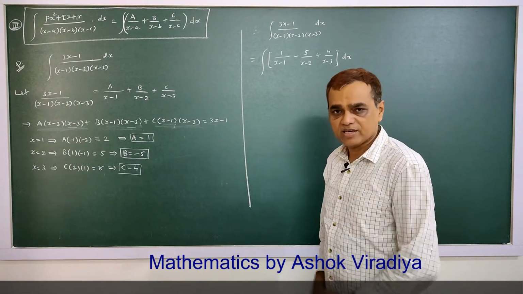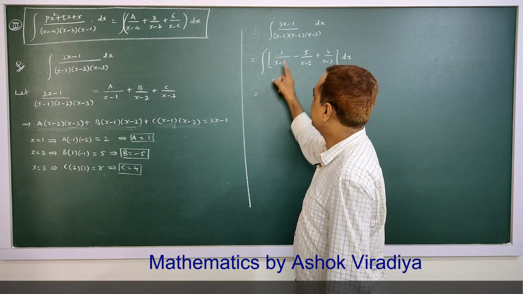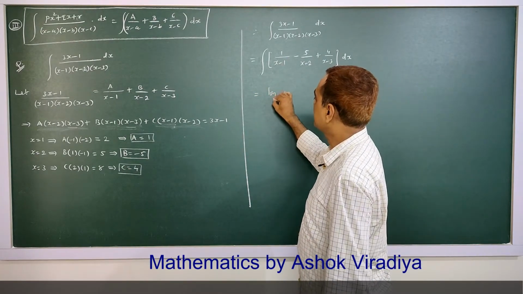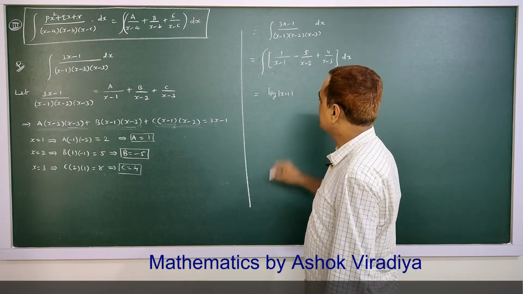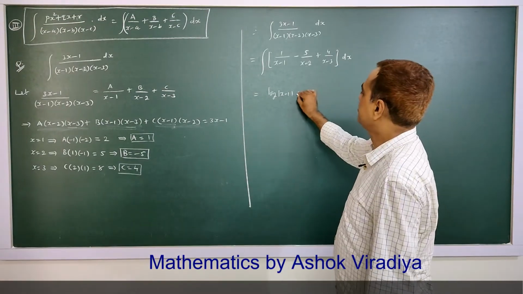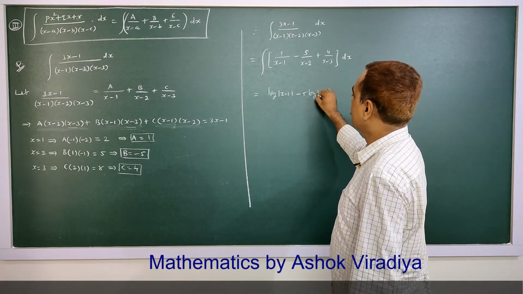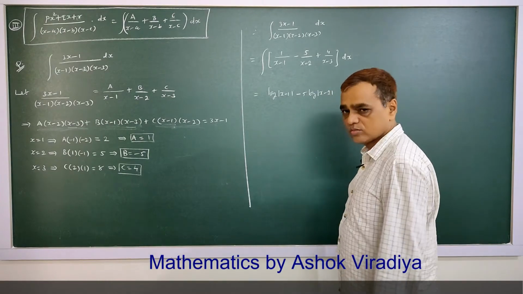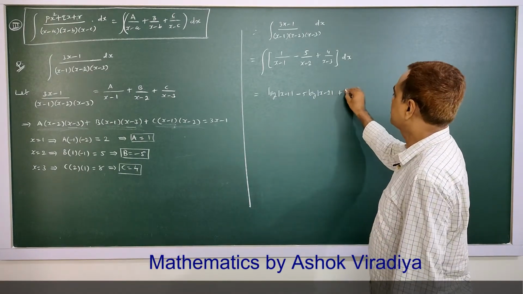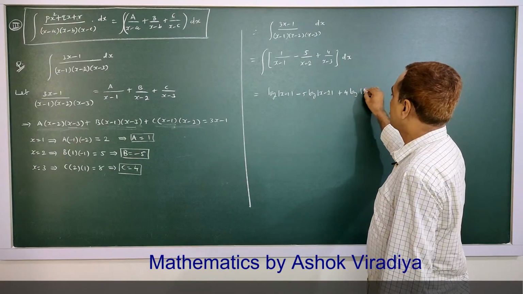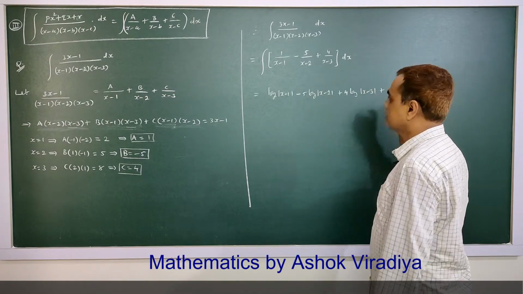And it is integrable. So its integral is: integral of 1 upon x minus 1 is log mod x minus 1, minus 5 times log mod x minus 2, plus 4 times log mod x minus 3, plus c.